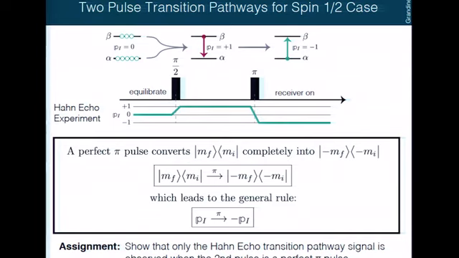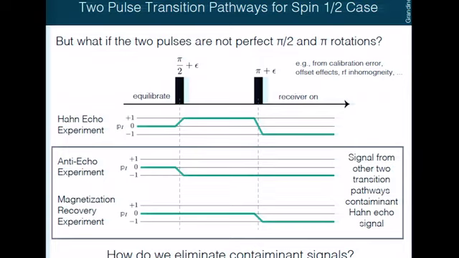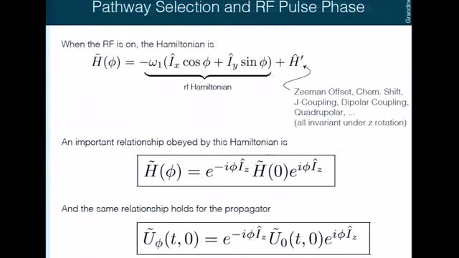All right? Now, in practice, it's not going to be a perfect pi pulse. Maybe you didn't calibrate your pulse lengths right. Maybe there's offset effects, RF homogeneity. There's all kinds of reasons why that pi pulse may not be perfect. And when that happens, then you're going to get contamination from those other pathways. These two guys are going to start to show up, and you don't want them there because they're going to complicate your spectrum and make weird peaks, and you need to get rid of them. So how do you get rid of these guys?